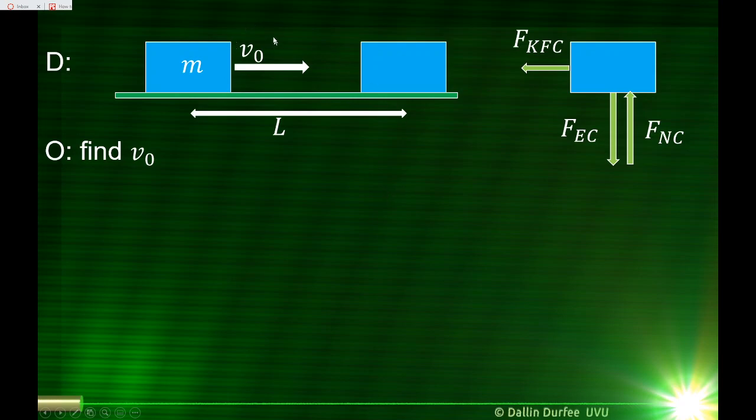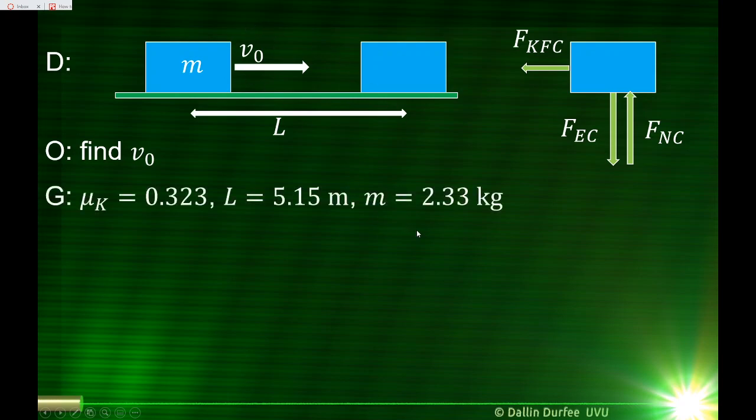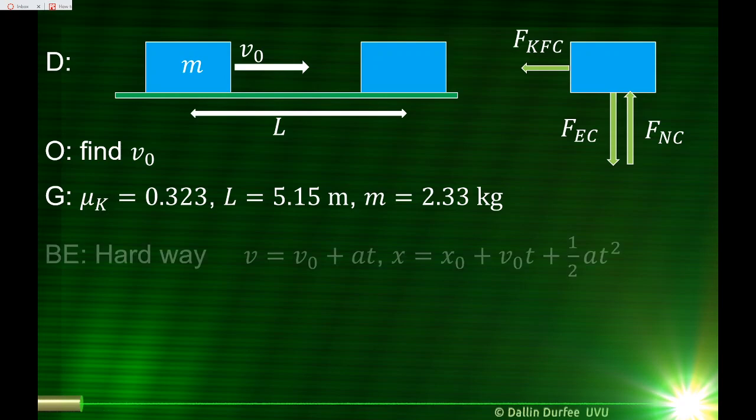Our objective is to find v0. And the givens are, we're given the coefficient of kinetic friction, we're given the distance it slides before stopping, and we're given the mass. And we can also assume that we know gravity, right, is 9.81 meters per second squared. Okay, what are our basic equations?